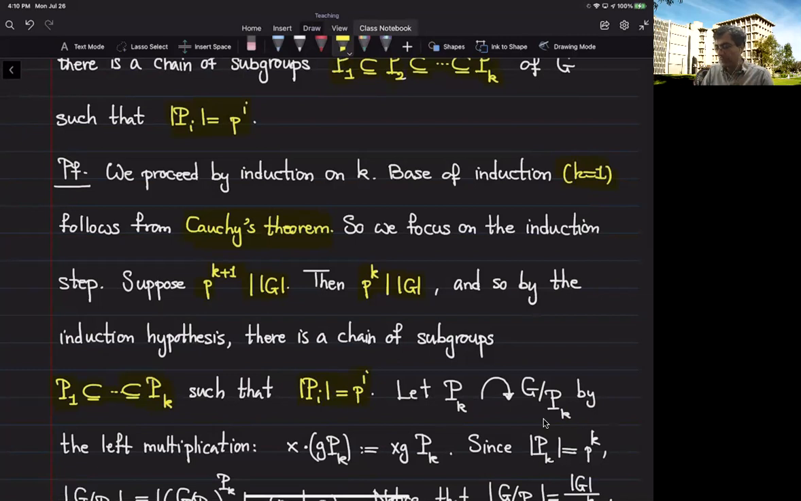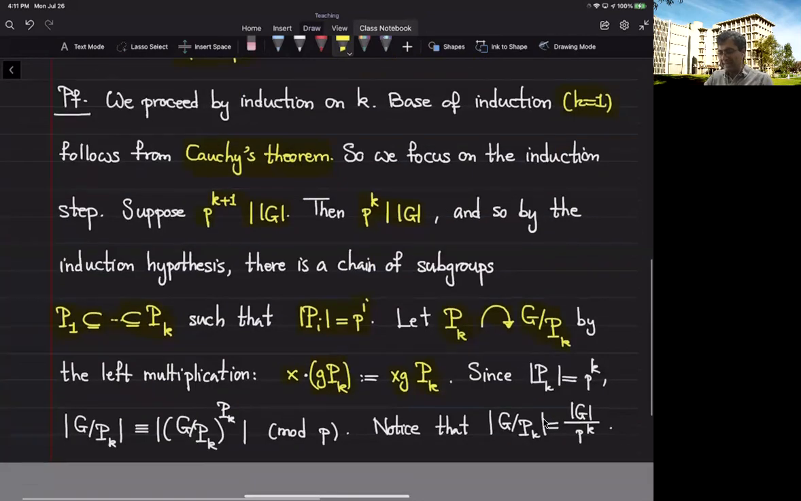Now, what action? I'm going to consider the action of this subgroup on the left cosets of the same subgroup. So I'm looking at the left cosets of P sub k in G and letting P sub k act on it by left multiplication. What do I mean by that? An element x of this group acts on a coset by multiplying x by the coset representative and then looking at the coset. One can check that it is indeed a group action.